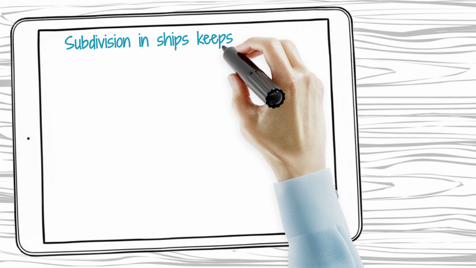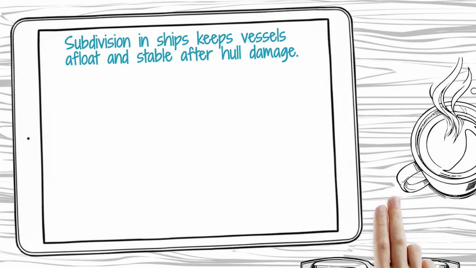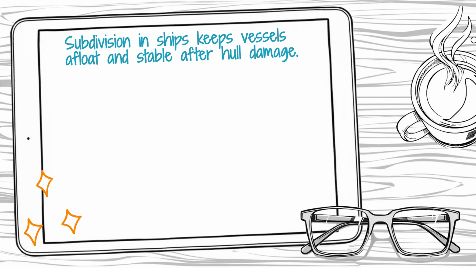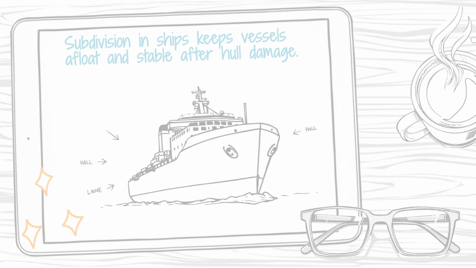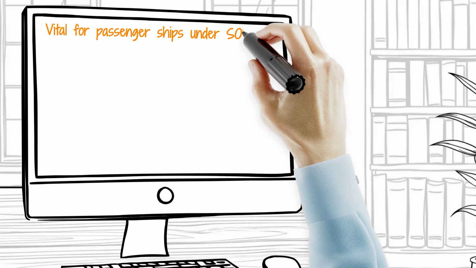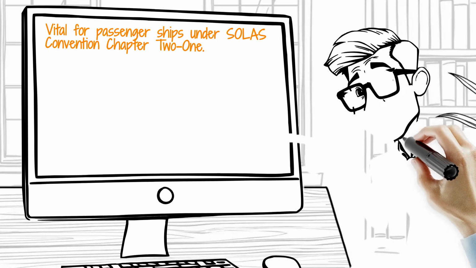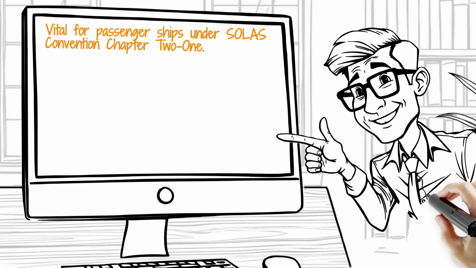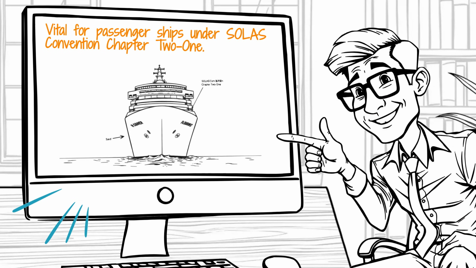Subdivision requirements in ships are fundamental principles of naval architecture designed to ensure a vessel remains afloat and stable after sustaining damage to its hull. The concept is especially vital for passenger ships under the SOLAS Convention, specifically Chapter 2.1. The main purpose is to limit the extent of flooding following a collision or grounding, thereby preserving the ship's reserve buoyancy.